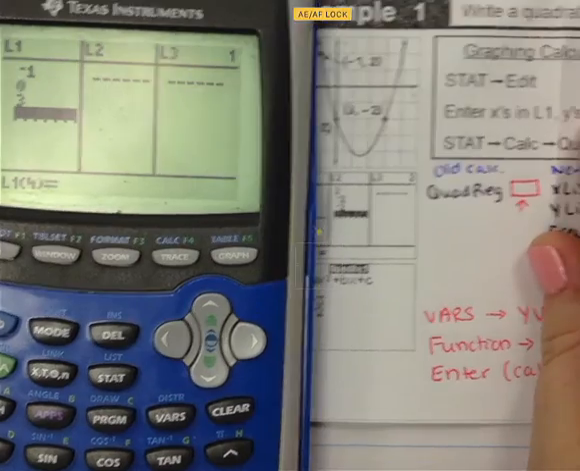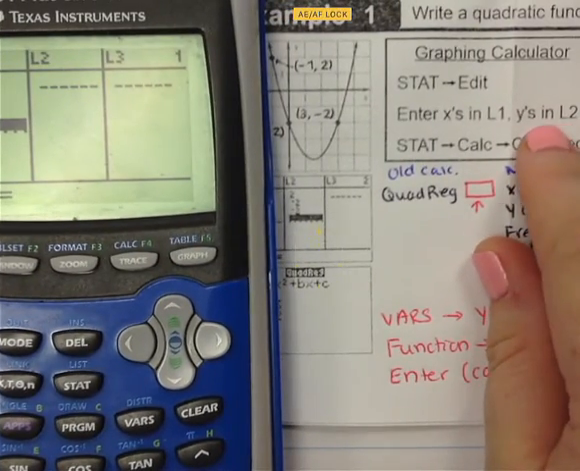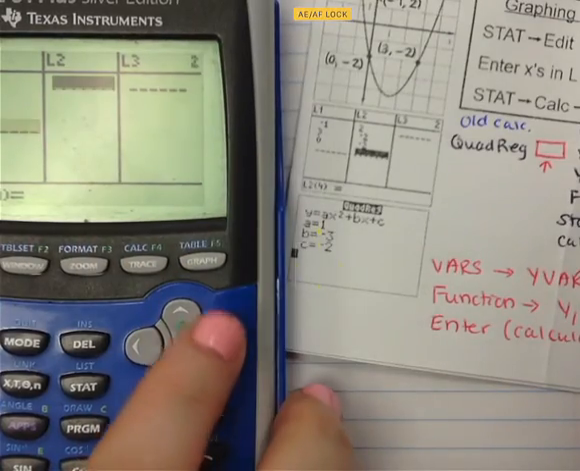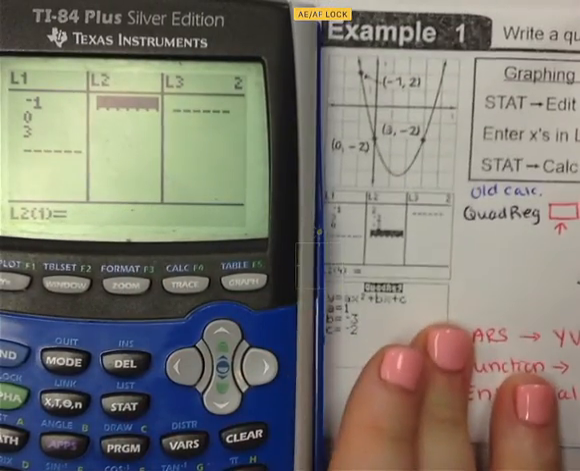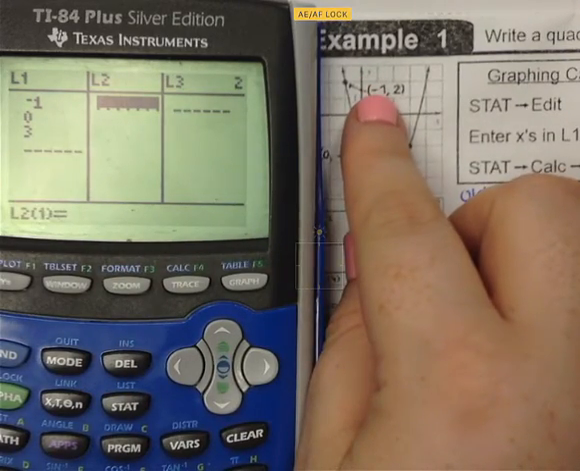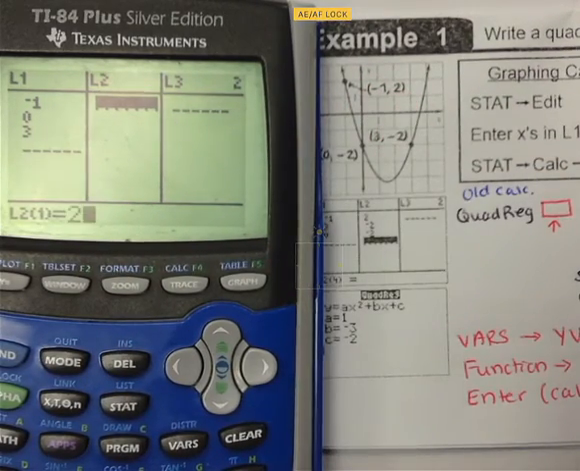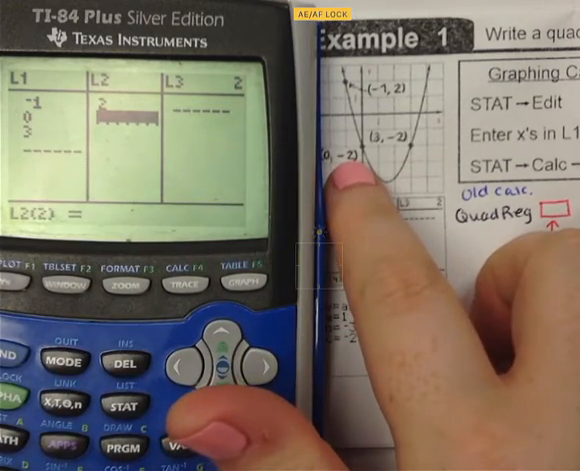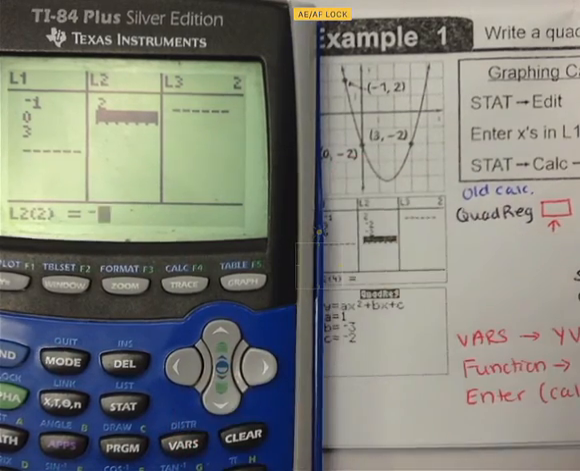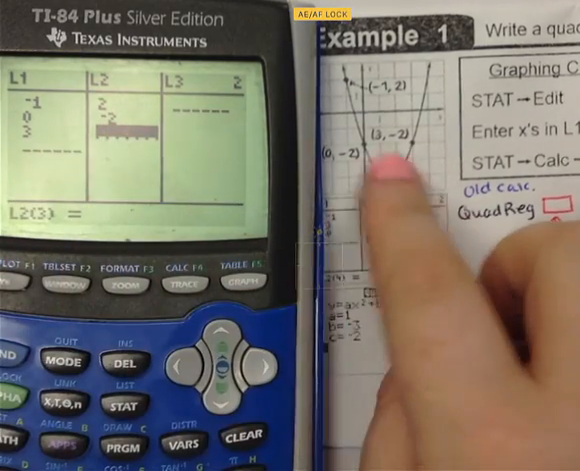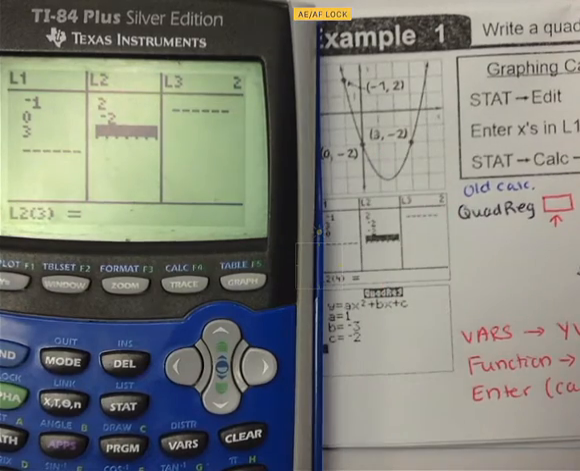Then in your L2, we're going to put our Y's. So pressing over to L2, I'm going to put the Y values that associate with those X values. So at the X value of -1, the Y value was at 2. So I press 2, enter. The X value of 0, the Y value was at -2. So I'm going to put -2, enter. And then for the X value of 3, the Y value was also -2. So I put -2, enter.